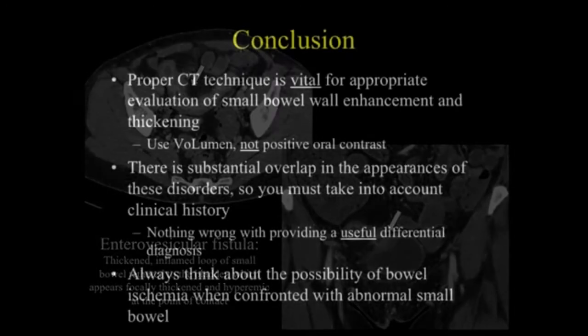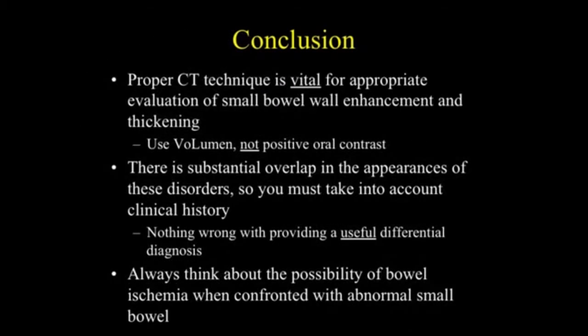So, in conclusion, hopefully over the course of this 4-part lecture, I've given you a sense for how critical it is to have proper CT technique in order to appropriately evaluate small bowel wall enhancement and small bowel wall thickening. Many of the diagnoses that I've talked about during the course of this lecture would have been very difficult with inappropriate technique. If you're going to do these studies and you're trying to evaluate the small bowel, you really have to use VoLumen, not a positive oral contrast agent. And I would recommend going to ctisus.com and taking a look at some of the enterography protocols that Dr. Fishman has put together.